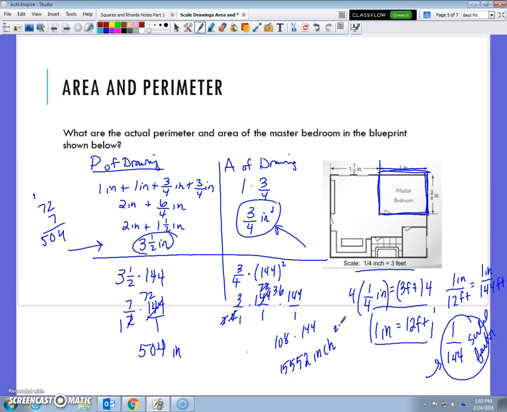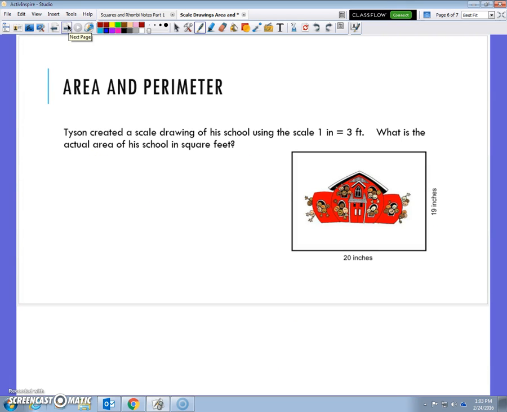All right, so these can be a little tricky. I think that was it. Oh, we got one more. We'll have to do this one in class. So that's all for tonight.